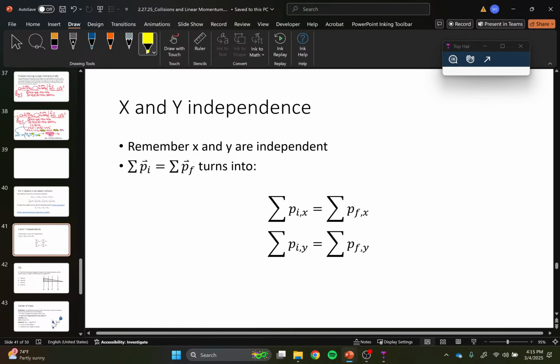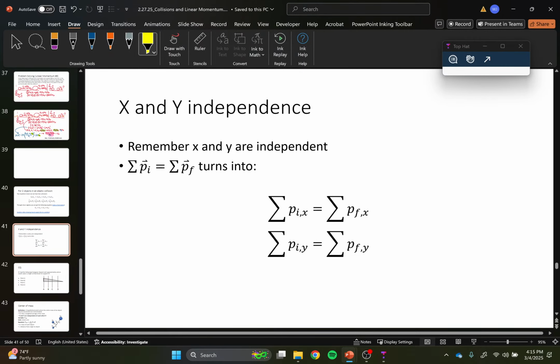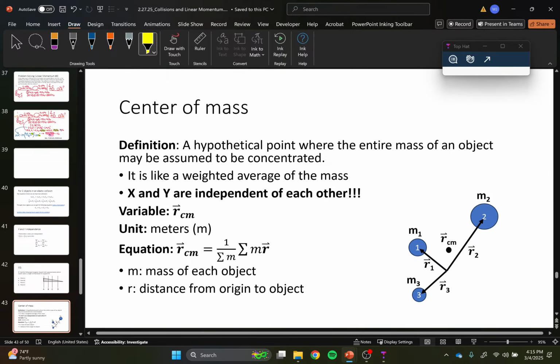Okay, next class, just to give you all a sense of it, we're not going to do too much with it yet, but I just want to give you all a preview. This is what I'm going to teach you all next class. It's called center of mass. This equation looks more unpleasant than it actually is, okay? What we're going to learn is that you can find the center of an object.